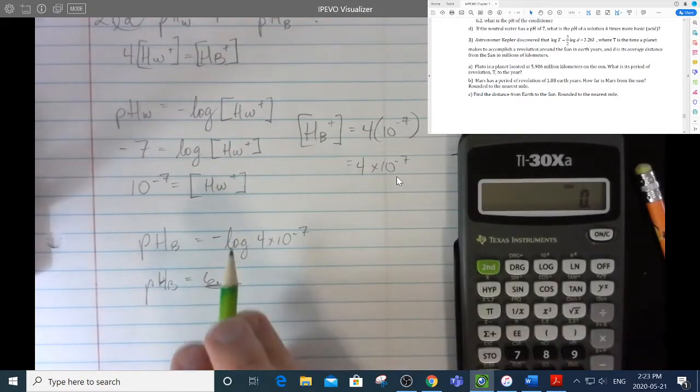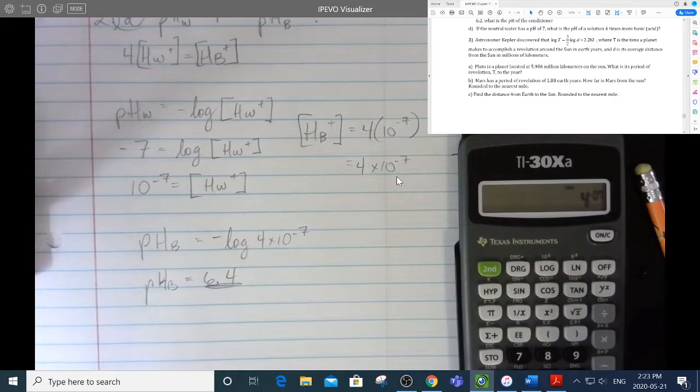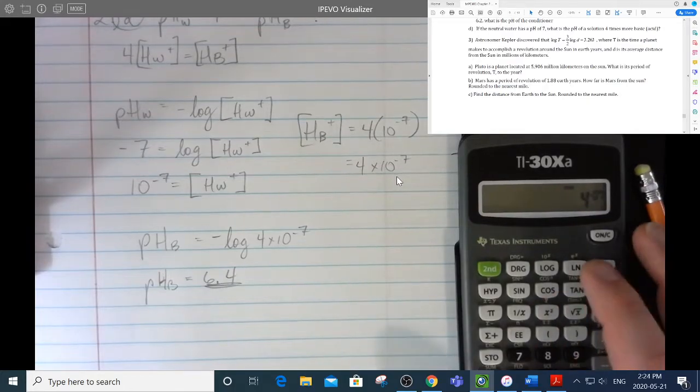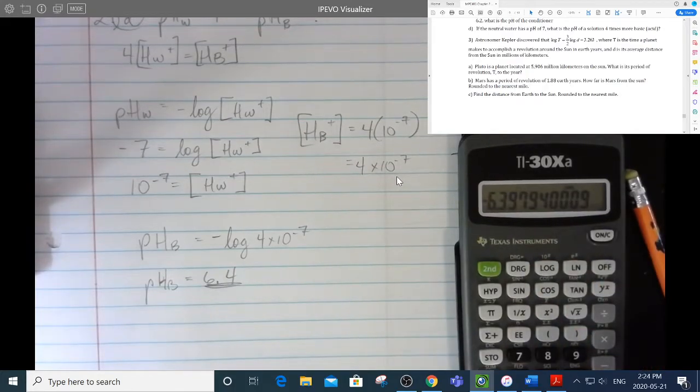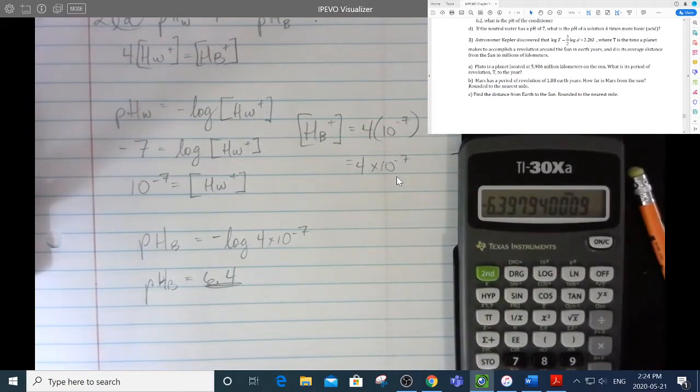Anyway, how do I do this on that calculator? Well, remember that you can't do something on this calculator to a number unless it's on the screen already. So I would like 4 times 10 to the, again, EE is my times 10 to the button, and then negative 7, and I want the log of that, and then I want to make it negative. And to make it negative, I'm just hitting the negative button. So, there we go, 6.4.